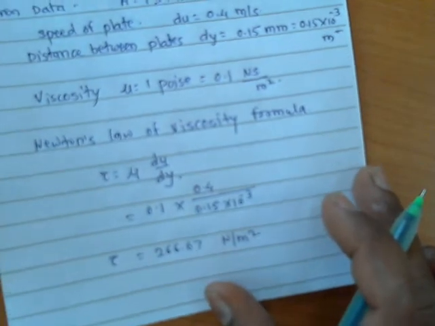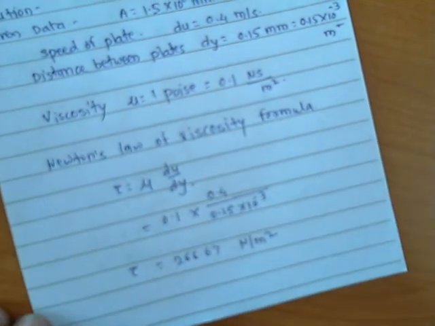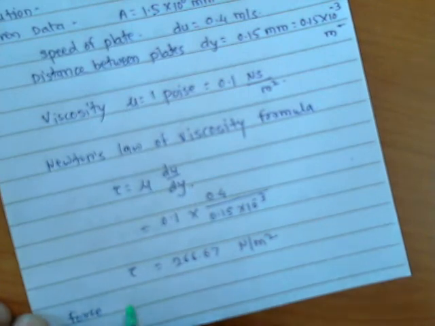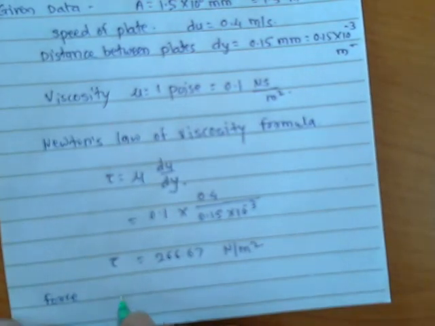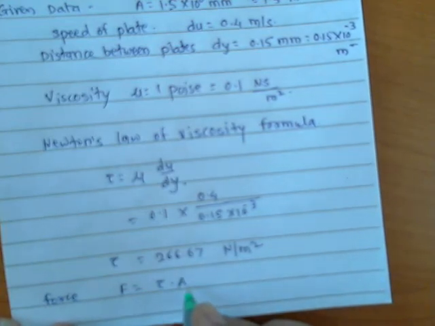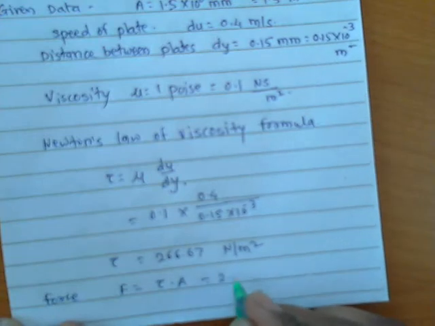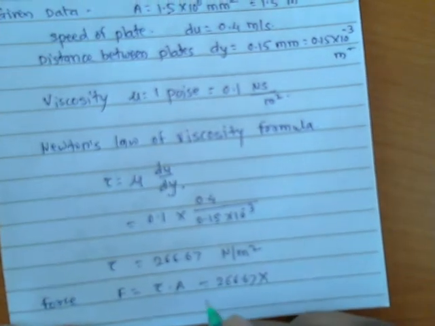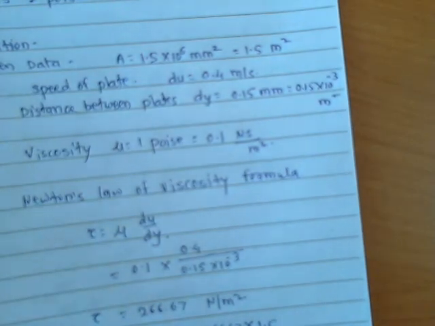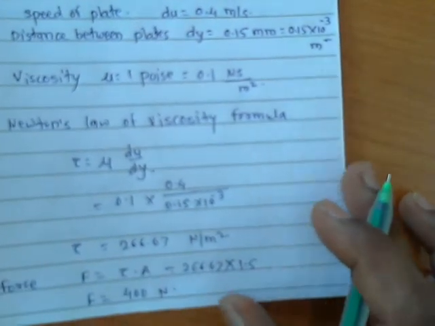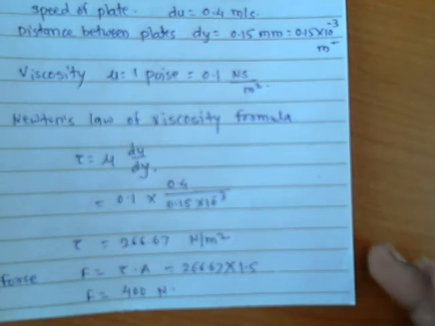Okay, now to find out the force required to drag the plate, F is equal to tau into area. So shear stress multiplied with the area of the plate gives the force. Shear stress is 266.67 into area 1.5 meter square. So F is equal to 400 Newton. So force F is equal to 400 Newton.